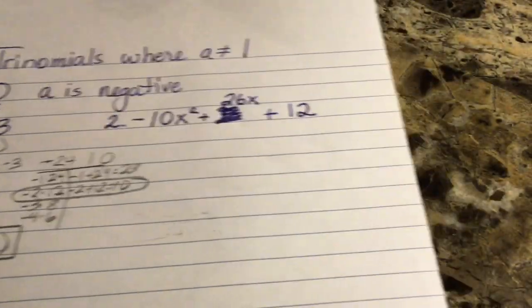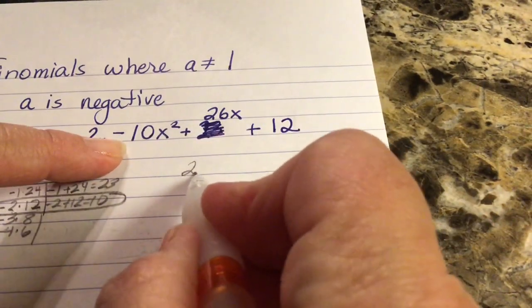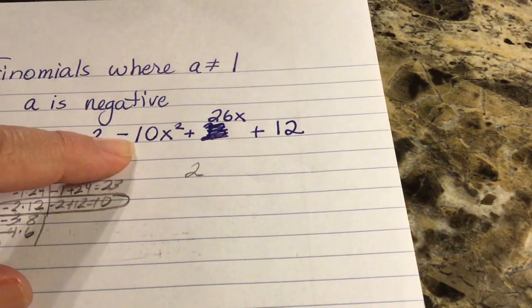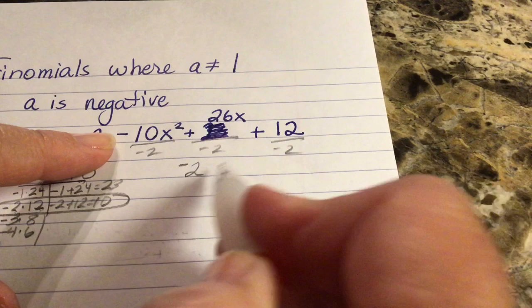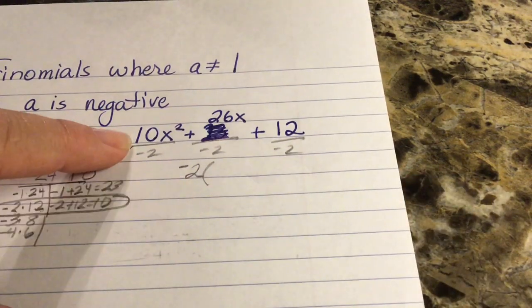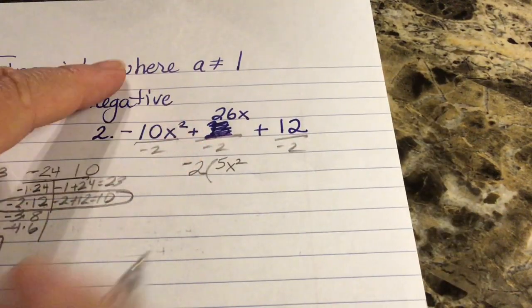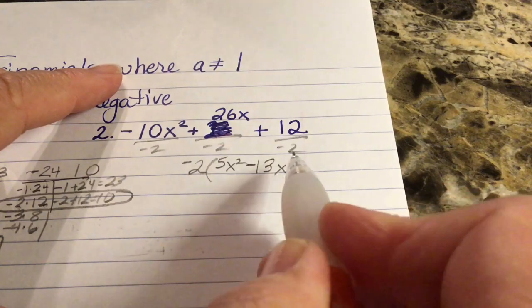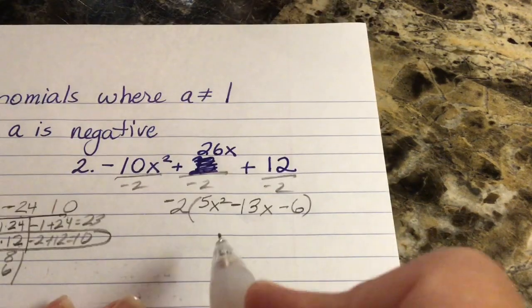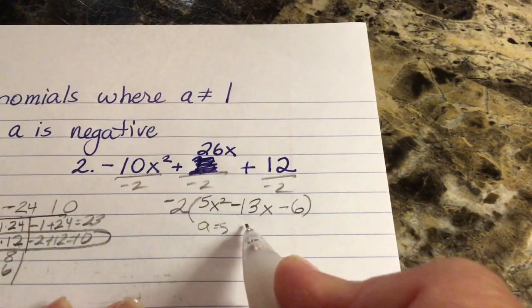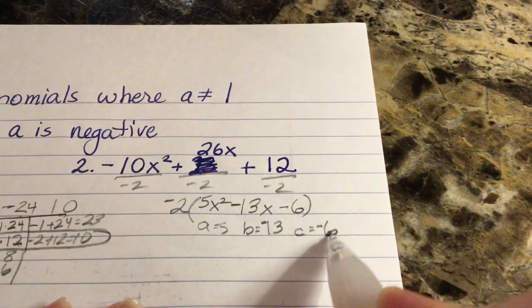And I said earlier for number 2, we have a common factor of 2. But I want my a value to be positive. So that means I'm going to factor out a -2. I'm going to divide each of these by -2. Okay, what's left when I factor out -2? 5x squared minus 13x minus 6. Okay, so now a is 5, b is -13, and c is -6.